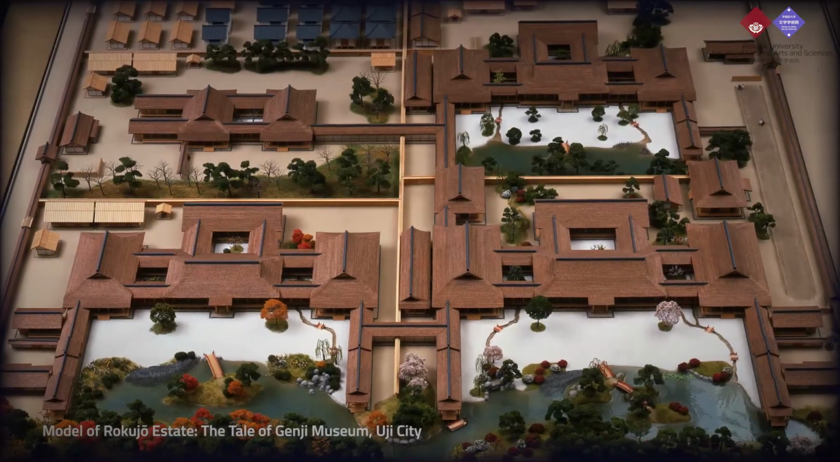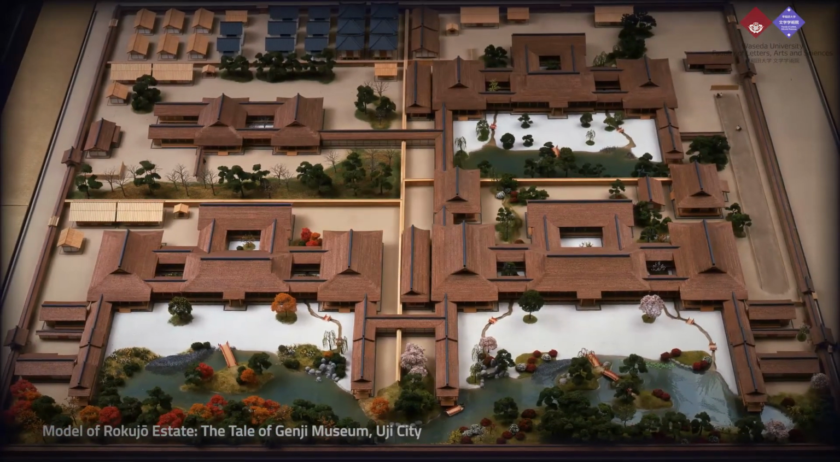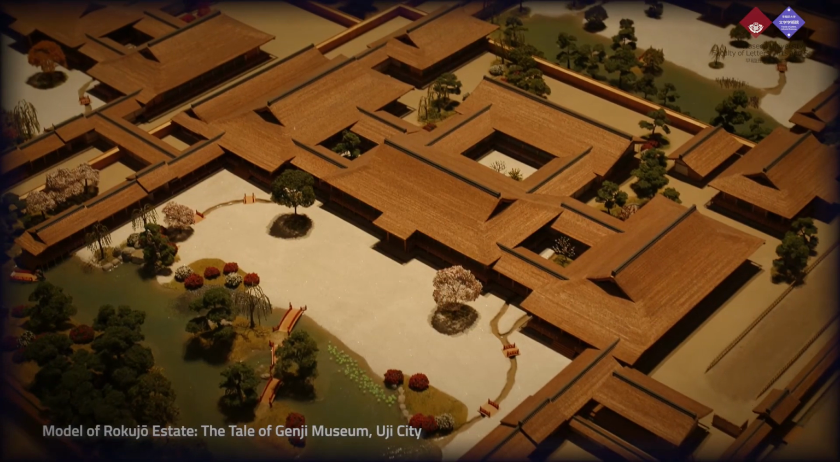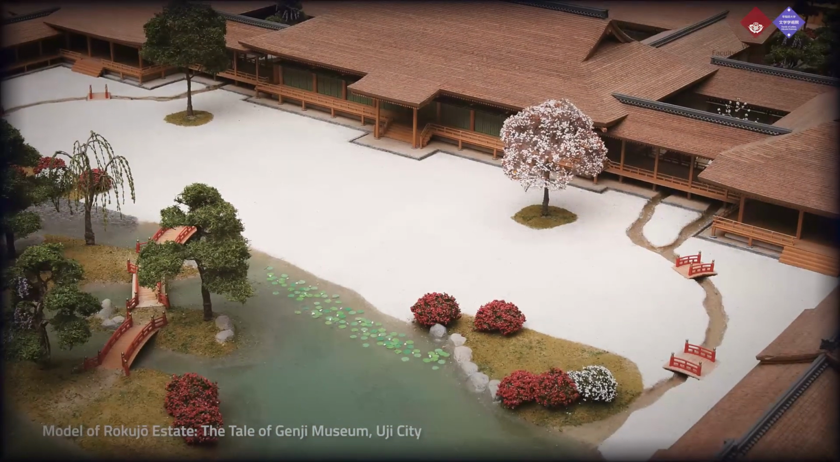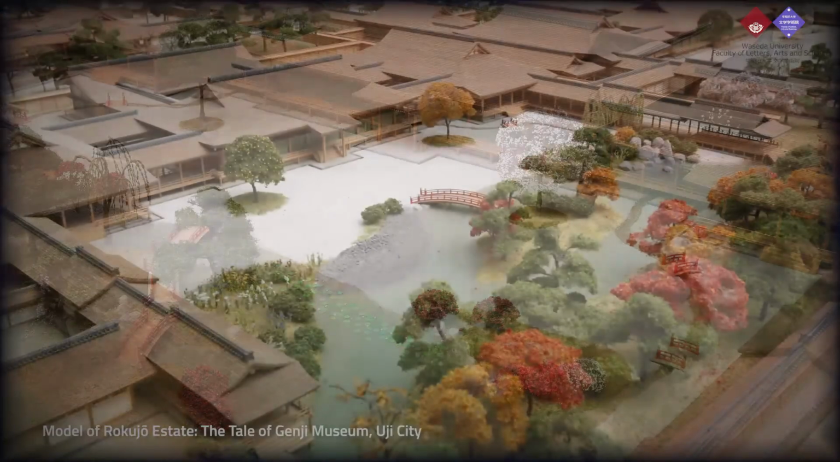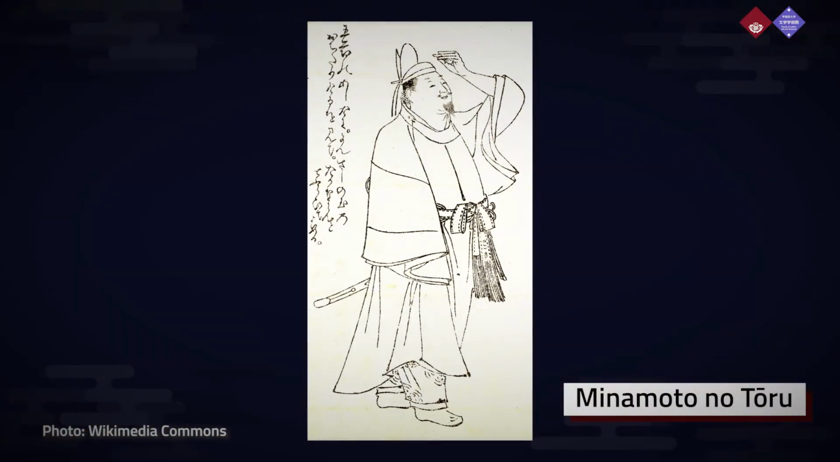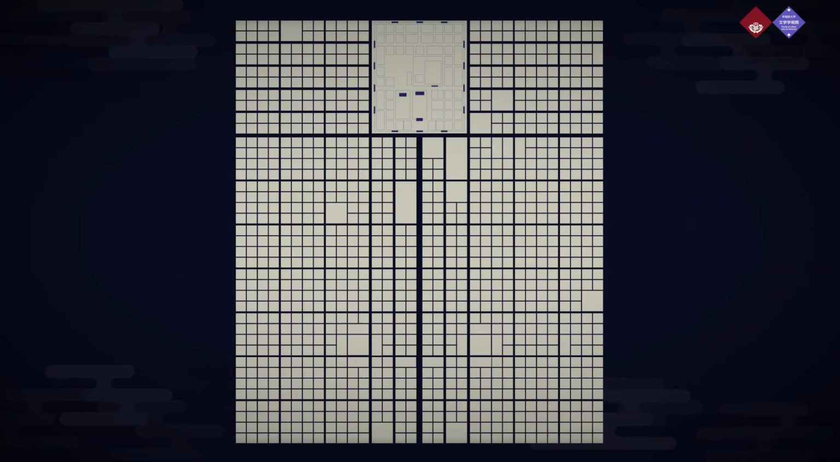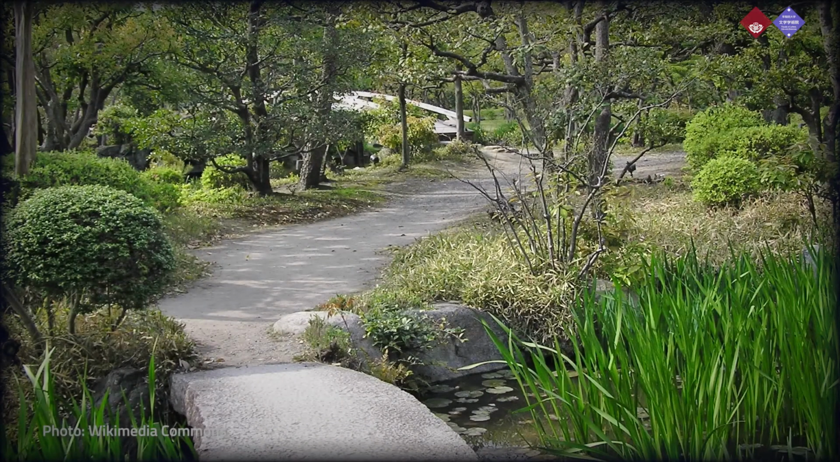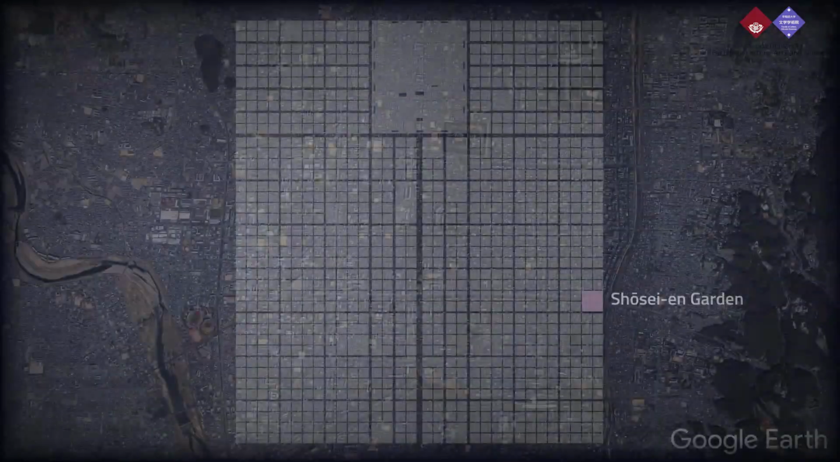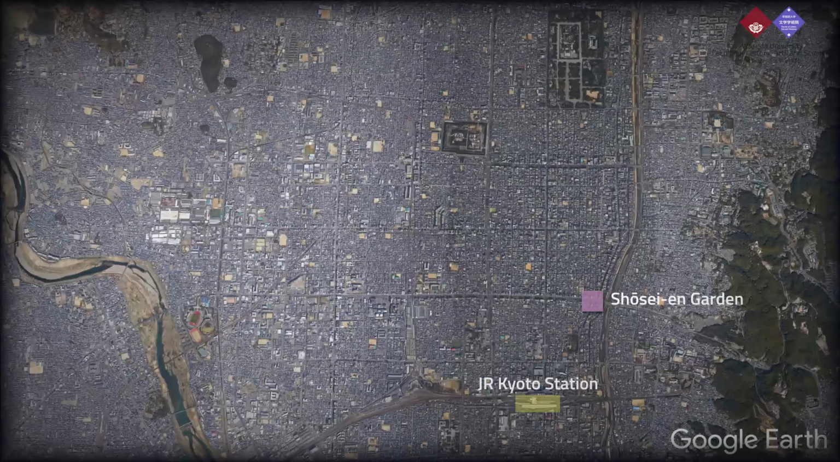Then, close to the end of Chapter 21, The Maidens, construction is completed for turning 4 cho into the Rokujo estate, and Genji moves into this expansive residence with his women and retinue. Genji's Rokujo estate is supposedly modeled after Kawara no In, the riverside estate of the 9th century figure Minamoto no Toru, located around here. A portion of the former site of Kawara no In was repurposed during the Edo period into the Shosei-en Garden, located a 10-minute walk from present-day JR Kyoto Station. If you ever visit Kyoto, why not go have a look?